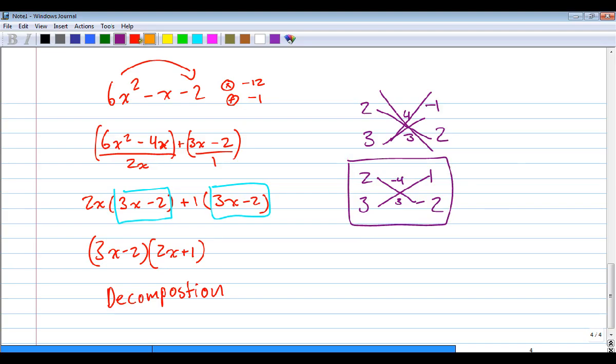And then how do you get your factors? You go straight across. 2x plus 1, because that's 2x. These are the x's, these are the constants. And then this is 3x minus 2. Is that the way you guys were taught? Yeah.